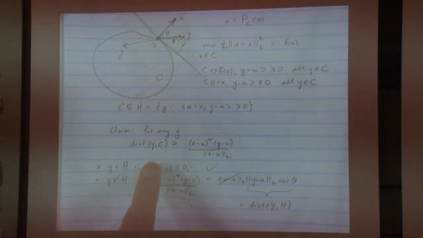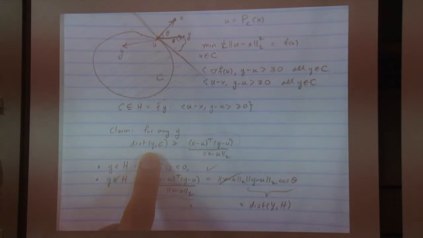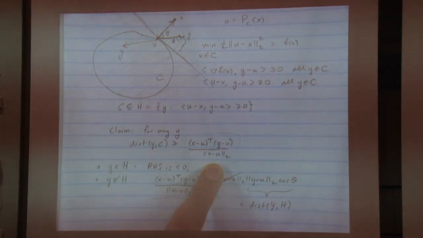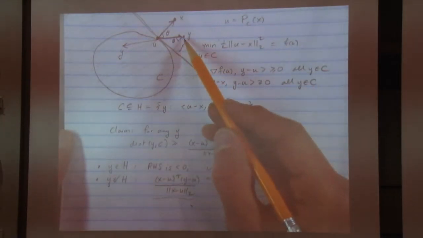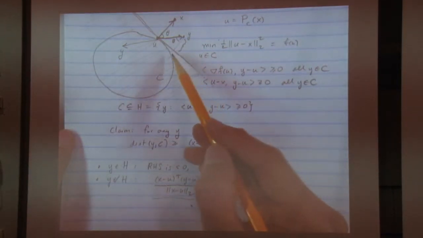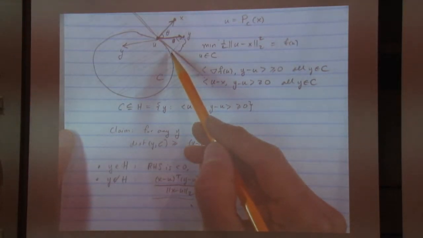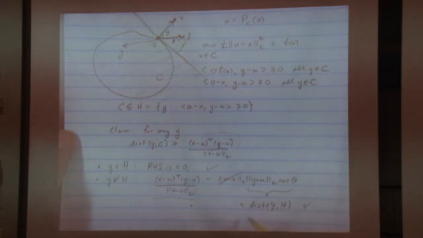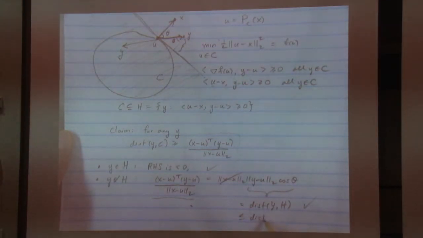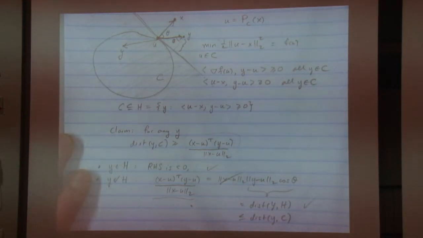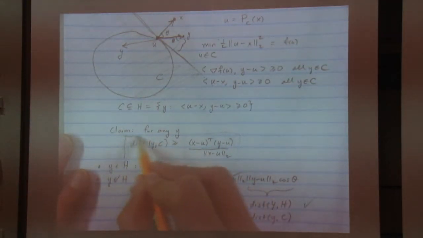The half space contains C. So clearly the distance between y and C has to be bigger than or equal to the distance between y and the half space. If you look at this picture, the distance between y and C might be something here, but the distance between y and the half space is going to be smaller than that. So this is less than or equal to the distance between y and C. Now I've established this claim.